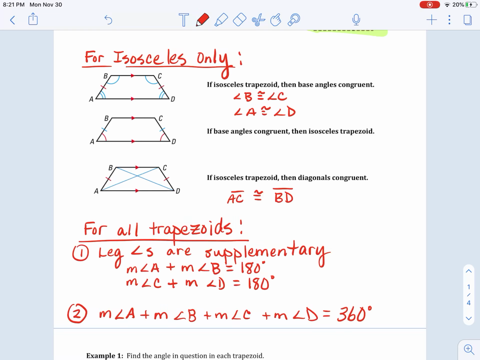But if you have your legs being congruent and therefore you have an isosceles trapezoid, you'll have base angles being congruent and you'll have diagonals being congruent. All of these properties are on our flow chart. So we've talked about that flow chart quite a bit. I didn't put it in this set of notes, but on our flow chart you would see all of these properties listed.